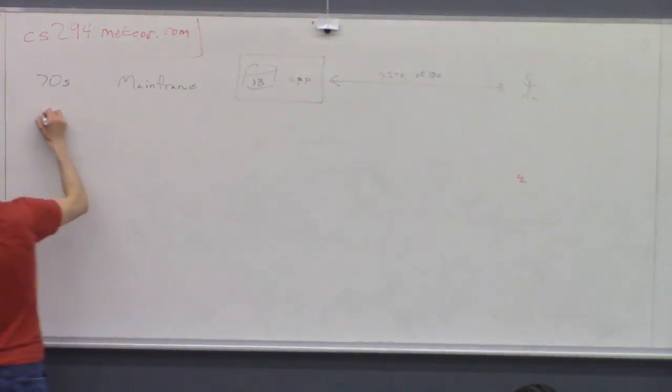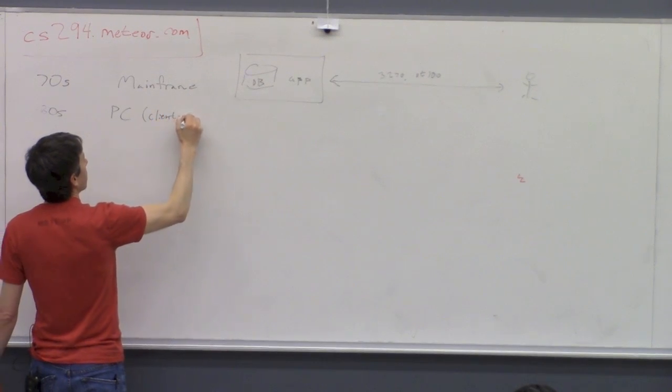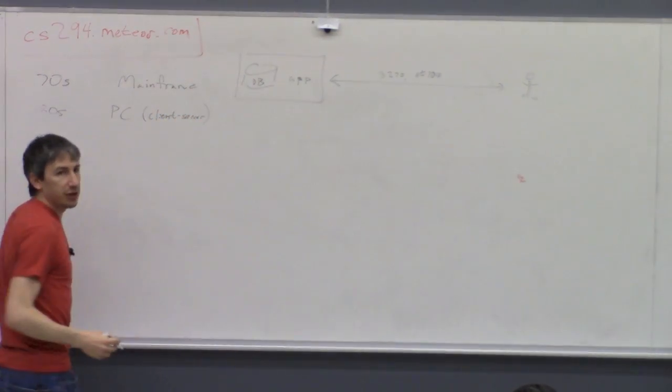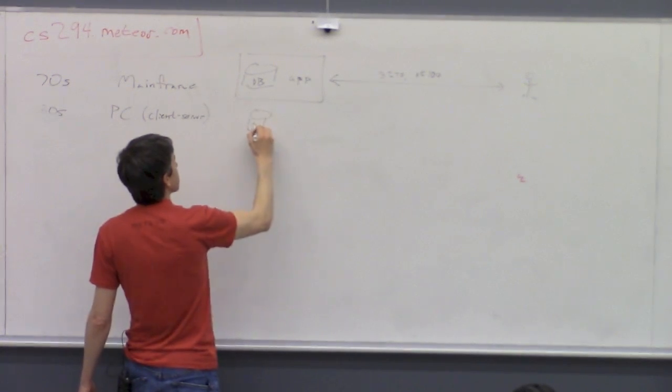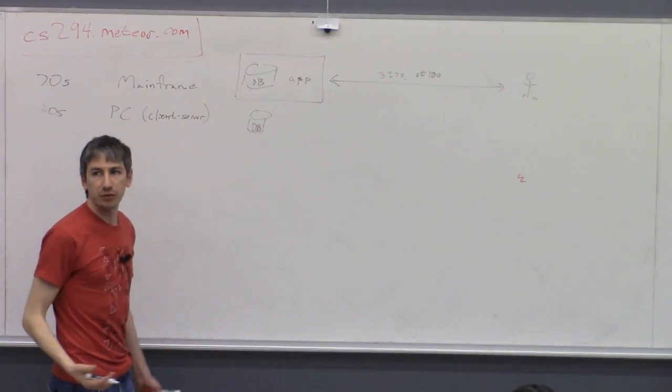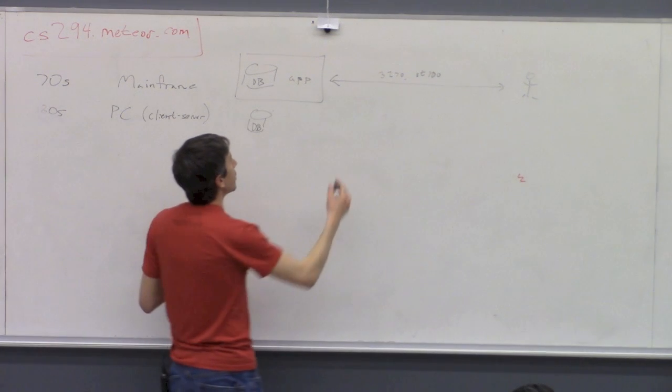Something really interesting happens in the 80s, which is the PC era, or what some people would call client-server, right? And it's a very different picture. And in particular, what happened was we still have a database, which has now been broken out into a separate piece of software. So here's the rise of Oracle.